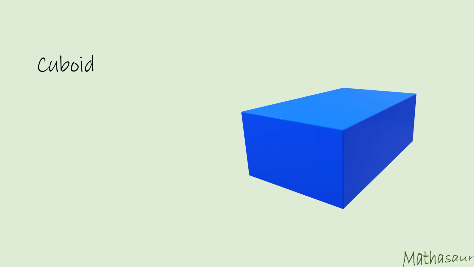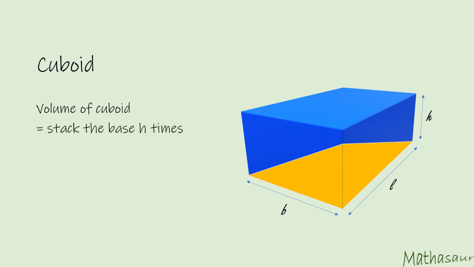Let us look at surface areas and volume of a cuboid. A cuboid is a three-dimensional figure which has length, breadth and height. How to find the volume of a cuboid? Let us look at the base, which is a rectangle with length L and breadth B.